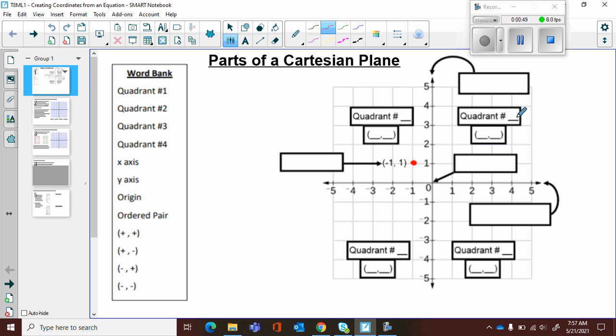The quadrants have specific numbers associated with them. So this one over here is known as quadrant 1. And then we go counterclockwise from there. Quadrant 2, quadrant 3, and quadrant 4.